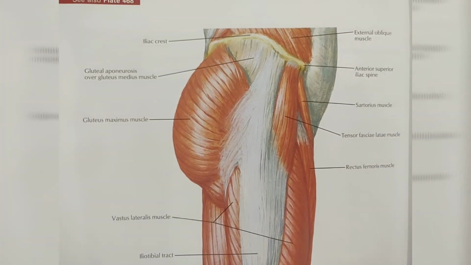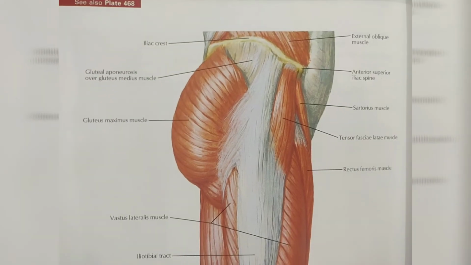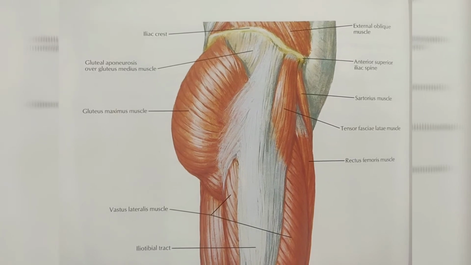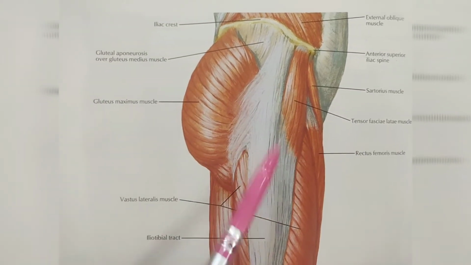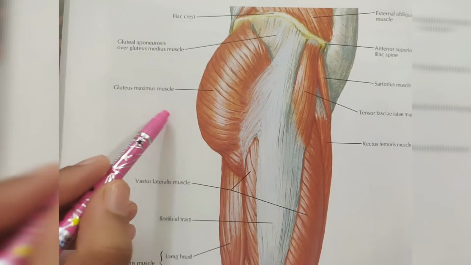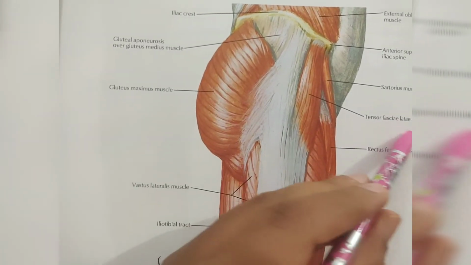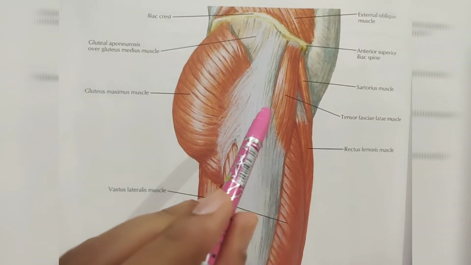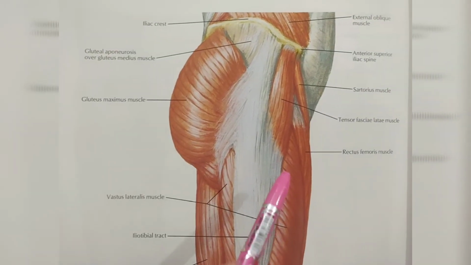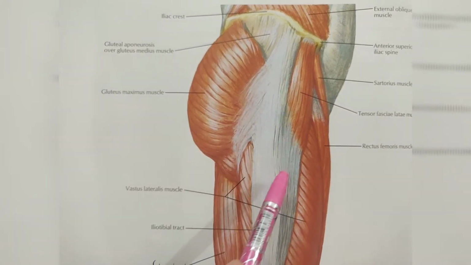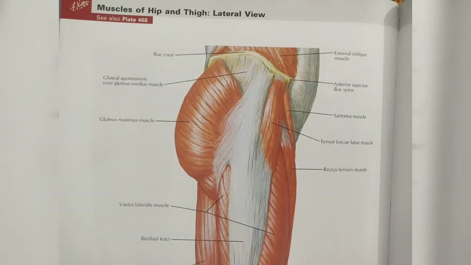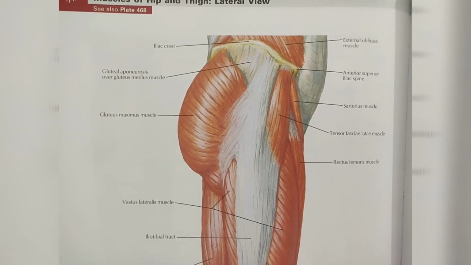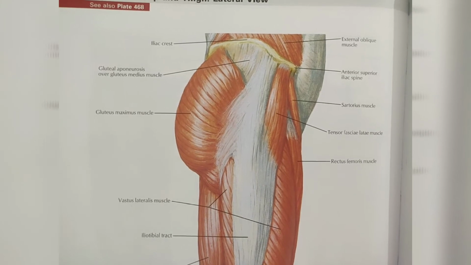Two important muscles are attached into its upper part between superficial lamina and deep lamina. That is, as you can see here, gluteus maximus muscle and tensor fascia lata. These two muscles are inserted into its upper part between superficial lamina and deep lamina. Three-fourths of the gluteus maximus is inserted into the iliotibial tract.